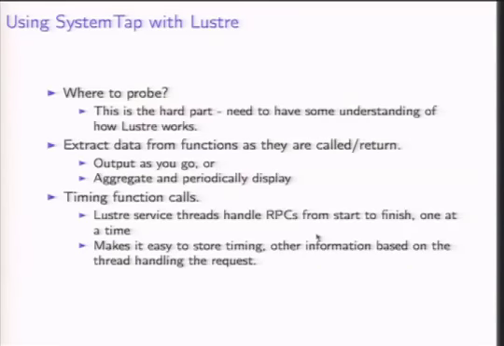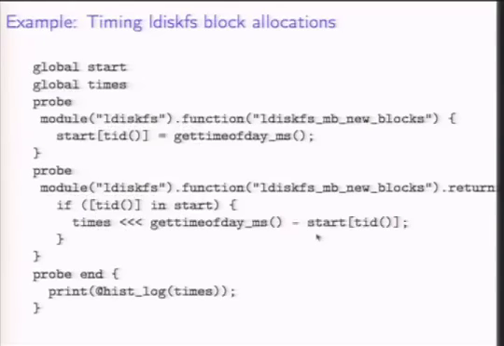Something that makes doing this really easy is the fact that Lustre service threads handle RPCs from start to finish and one at a time. So you're always guaranteed that one service thread is going to handle a single RPC before moving on to the next. And so if you're interested in storing timing or other information, you can key that off of the PID of the thread. And so here, this is the only code in the presentation.